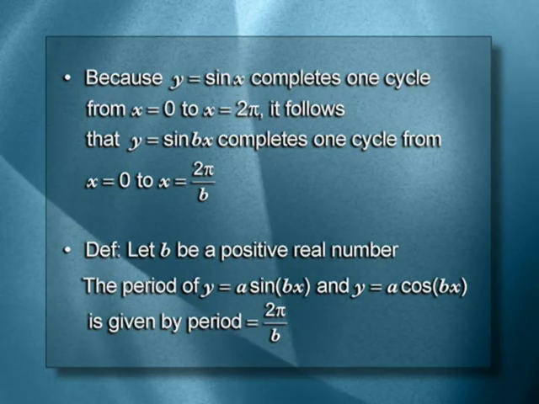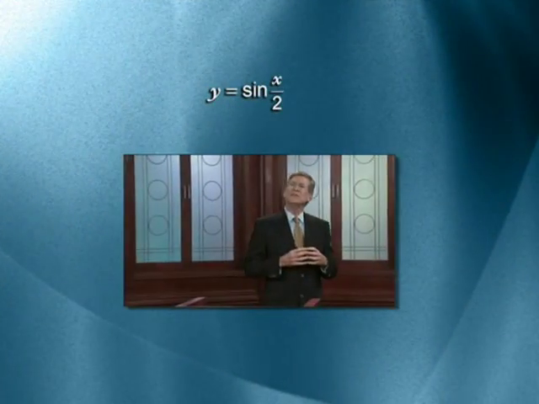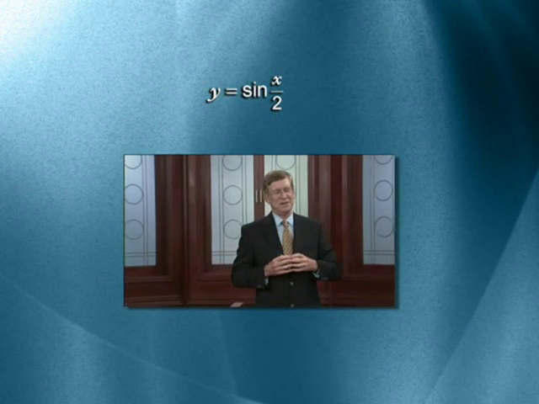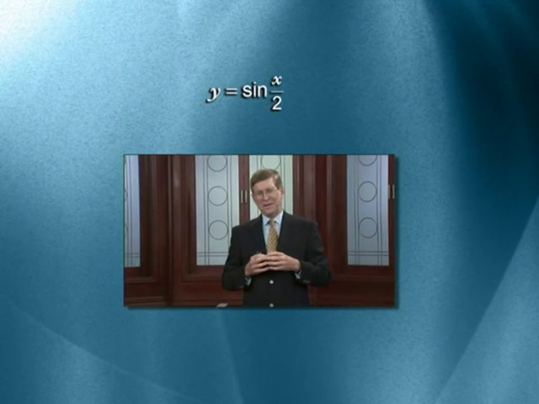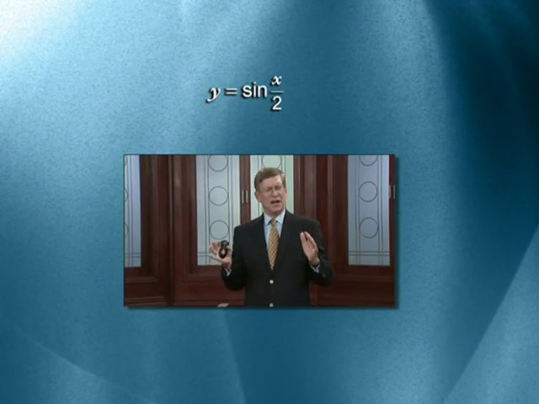2 pi over b. In particular, if b is 1, the period is just 2 pi, as before. Let's do an example of this. And again, you'll see this is pretty straightforward. What does sine of x over 2 look like? Well, again, you should expect it to look like the sine function.